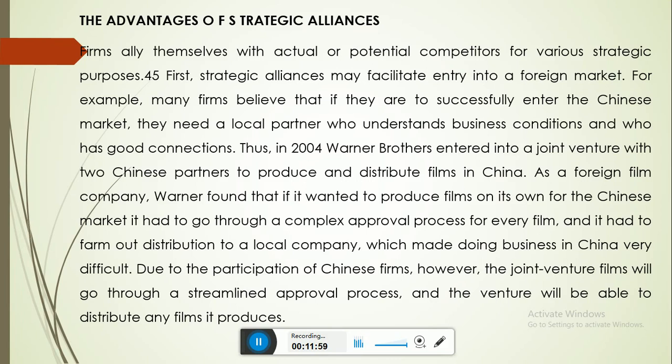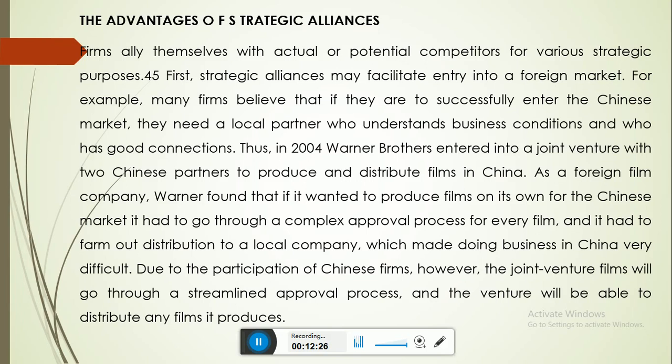So that's why it takes time in everything. So they need a local partner. Thus in 2004, Warner Brothers entered into a joint venture with two Chinese partners to produce and distribute films in China. As a foreign film company, Warner found that if it wanted to produce film on its own for the Chinese market, it had to go through a complex approval process for every film.